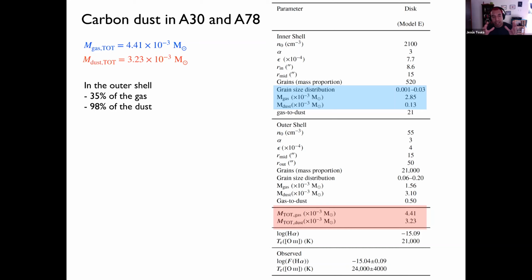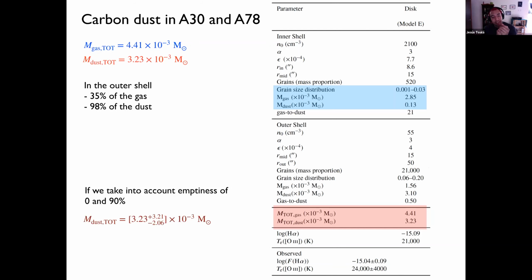33% of the total gas is in the outer shell, but 98% of the dust is in this outer shell. And our model requires the outer shell to reach up to 50 arc seconds, almost entirely filling the whole hydrogen-rich planetary nebula.